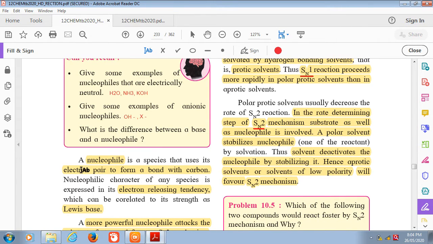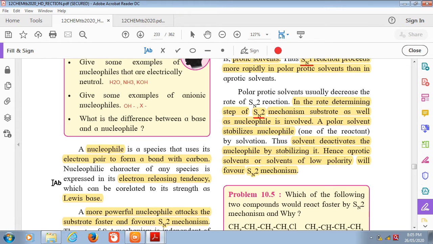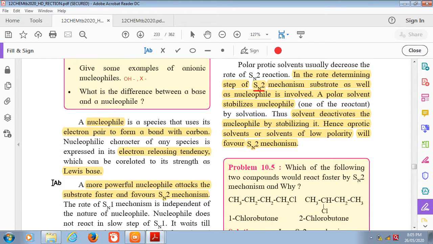So what is a nucleophile? It is a species that uses its electron pair to form a bond with carbon. It is itself electron rich. If you observe water, there are 2 lone pairs over oxygen. There is 1 lone pair over nitrogen in ammonia. Or if you observe anionic nucleophiles, the negative charge is there, so they are electron rich and they will attack electron deficient species.